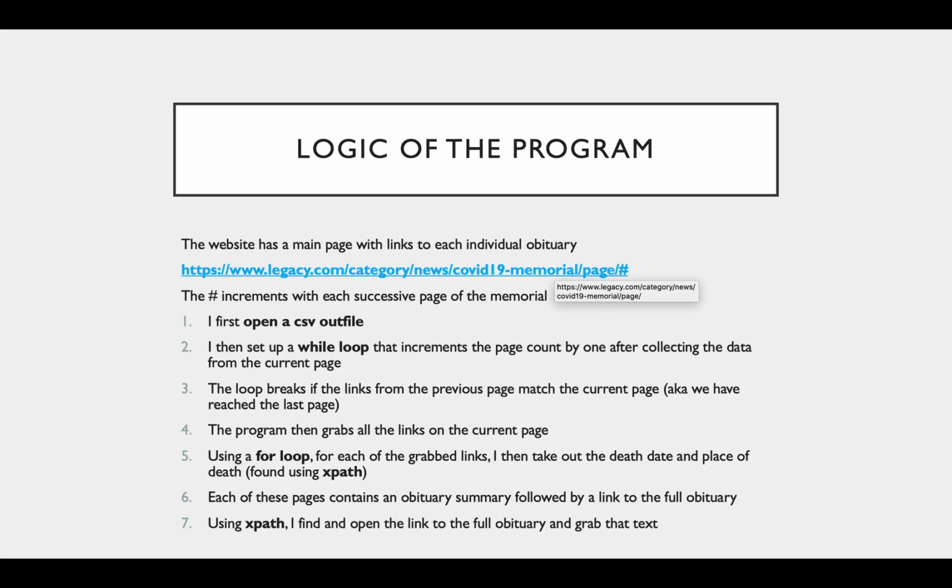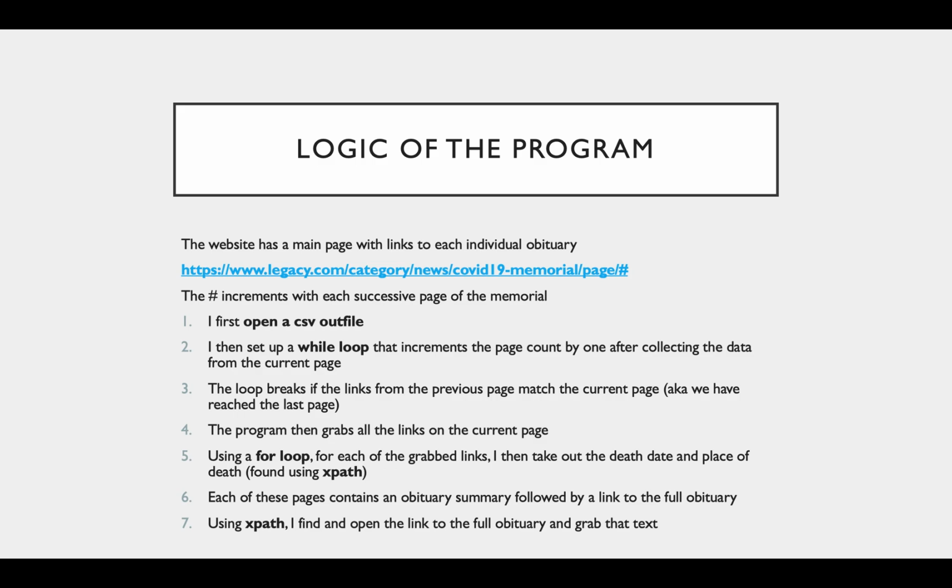So this is basically walking you through what I just talked about. I'll open that CSV file. I create a while loop so that I can increment the page count, and the loop will break if the links from the previous page match the links from the current page, aka we've reached the last page, which there are actually 96 pages. So there are almost 1,000 links.